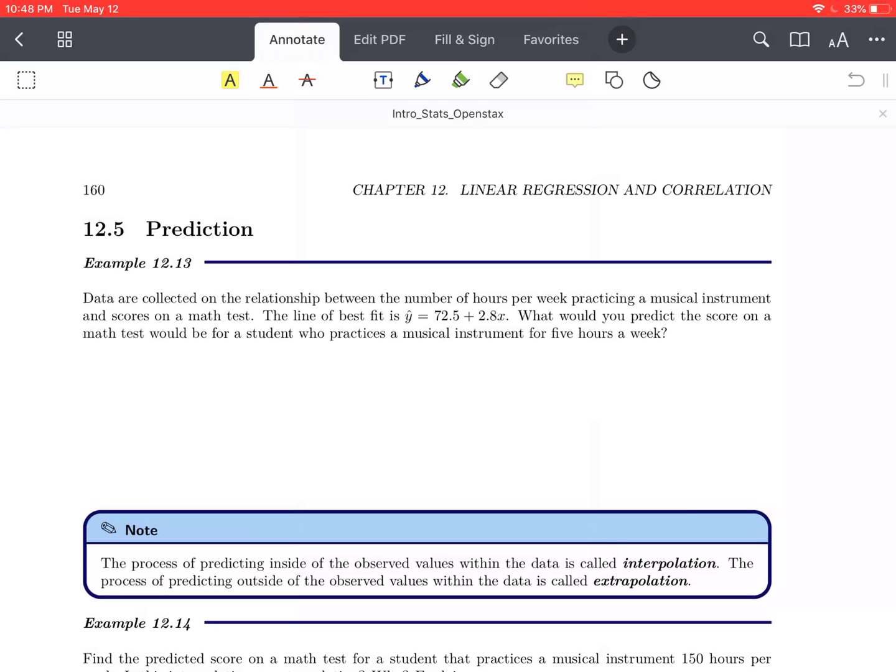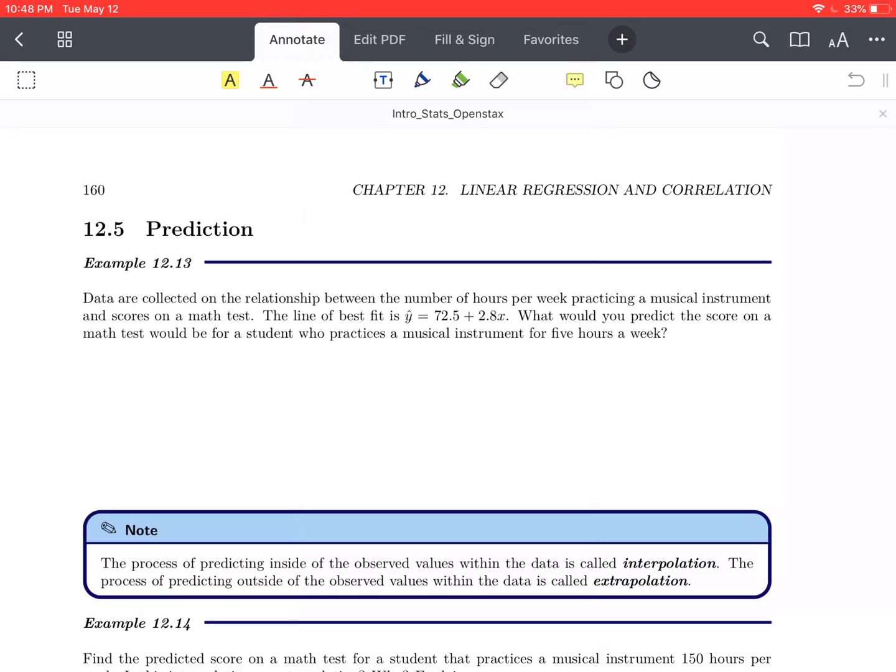Alright, hi everybody. So let's finish up chapter 12 today. In 12.5 we're looking at predictions, a pretty short section, but just on the idea of using our linear regression, our line of best fit, to make predictions about values that we don't know.